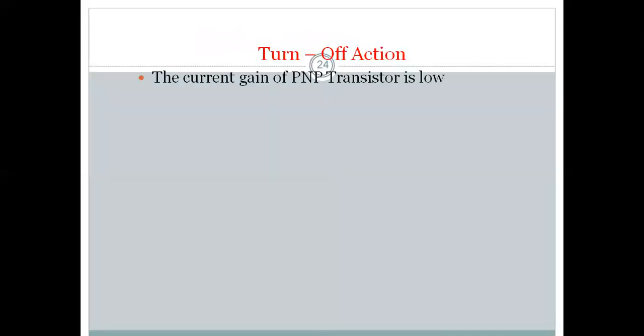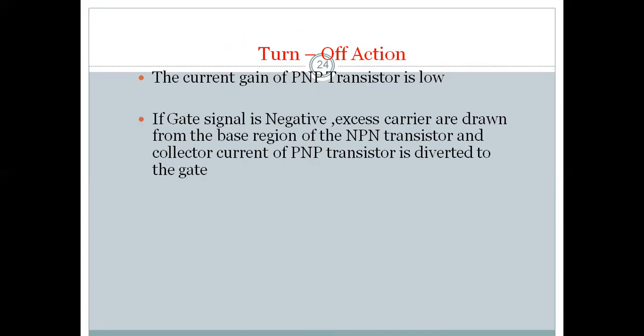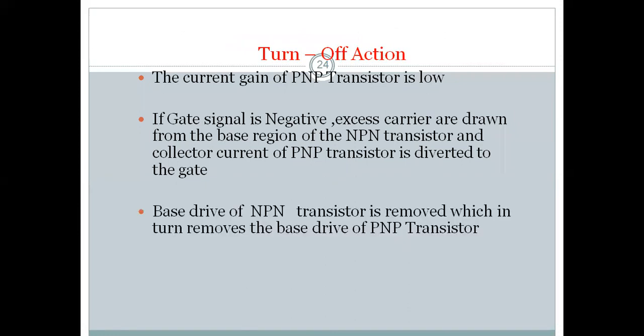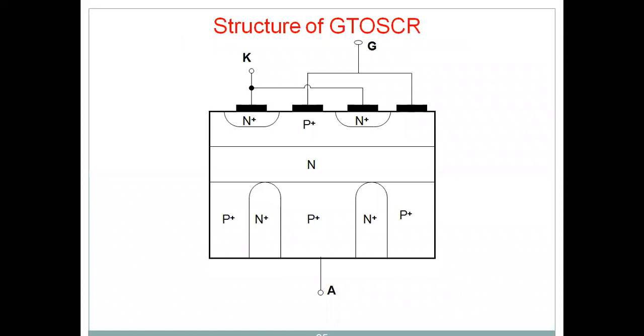The current gain of PNP transistor is low. If gate signal is negative, excess carriers are drawn from the base region of the NPN transistor and the collector current of PNP transistor is diverted to the gate. Base drive of NPN transistor is removed, which in turn removes the base drive of PNP transistor. Turn-off is achieved.